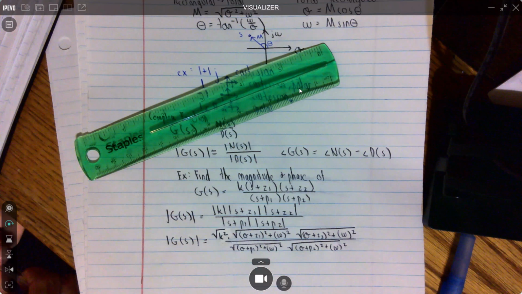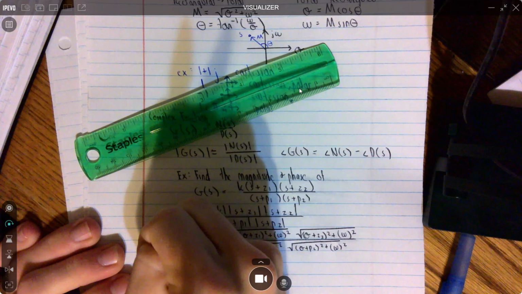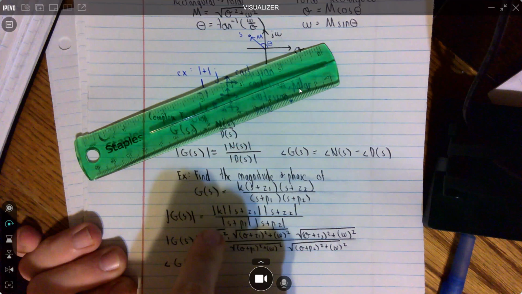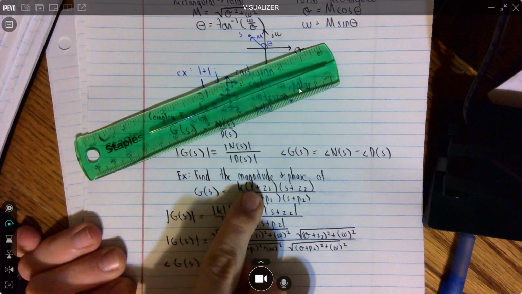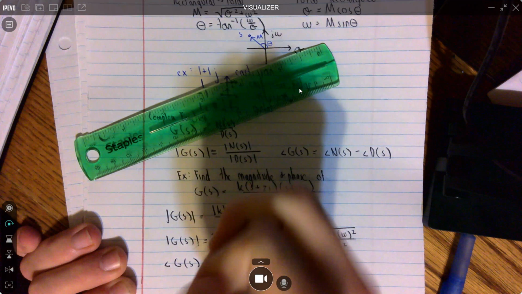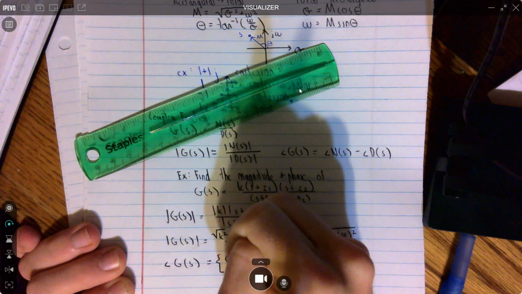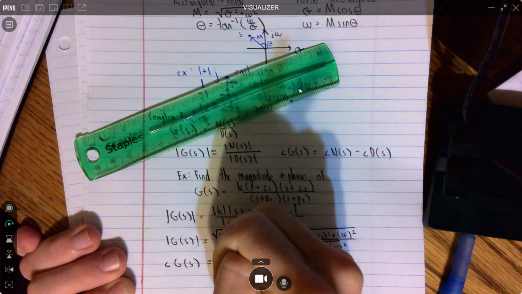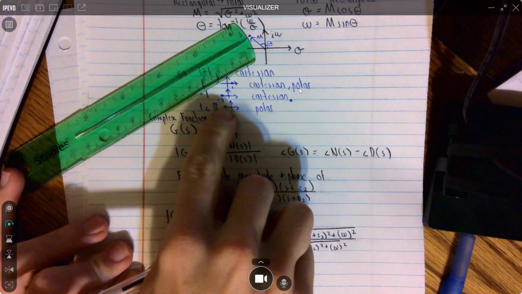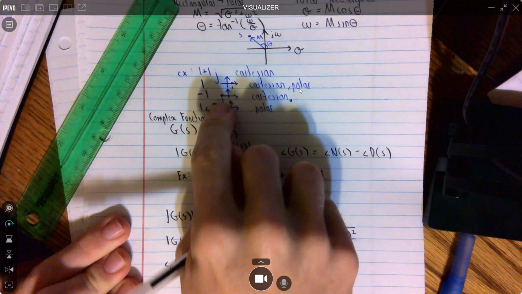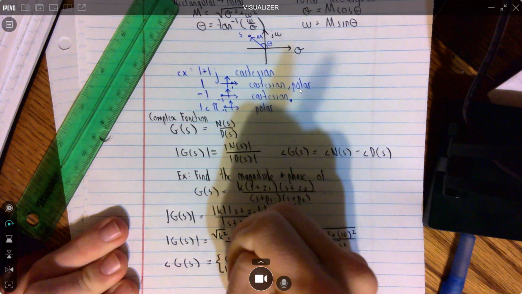So now if we want to find the phase angle of g of s, it's dependent upon whether k is positive or negative. If k is positive, it's going to be 0, so that's when k is greater than or equal to 0. But when k is negative, it's going to be 180 degrees, because it's going to be on the negative real axis, not on the positive side. So this would be 180 degrees when k is less than 0.